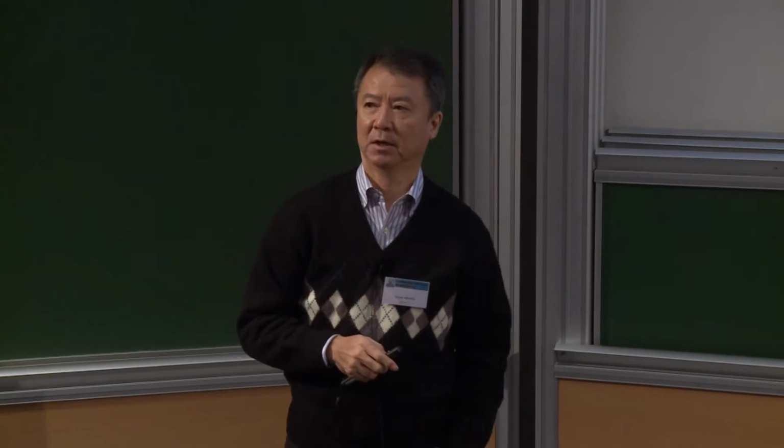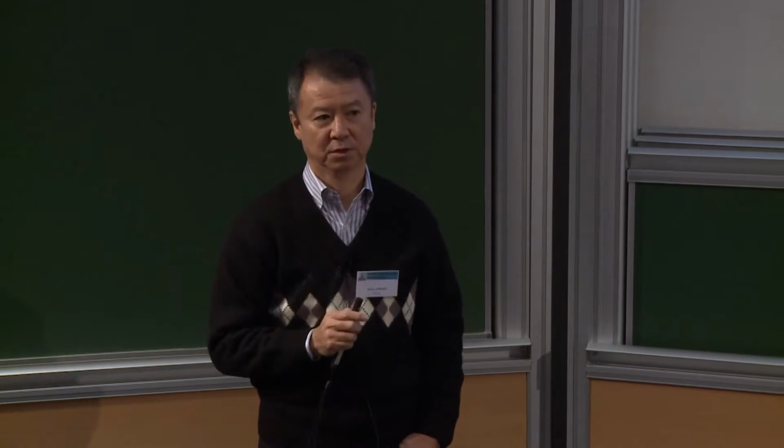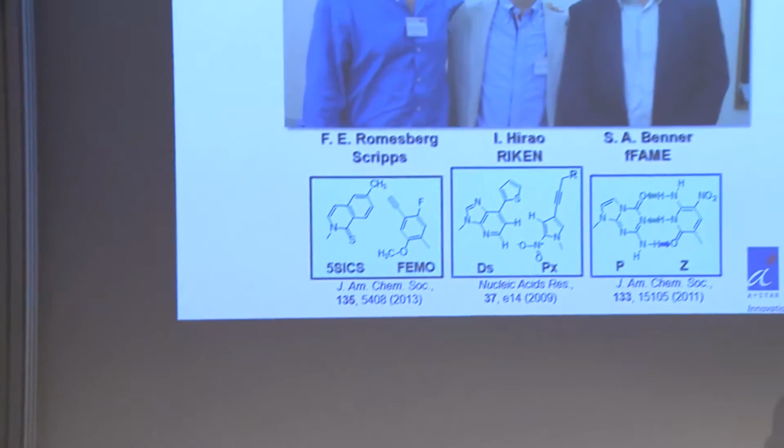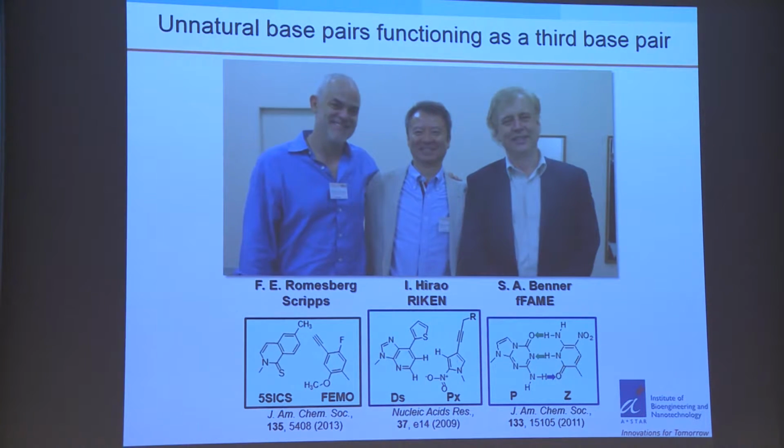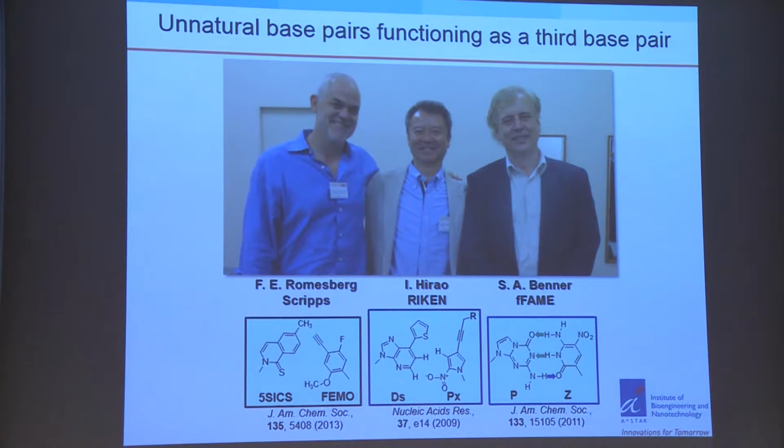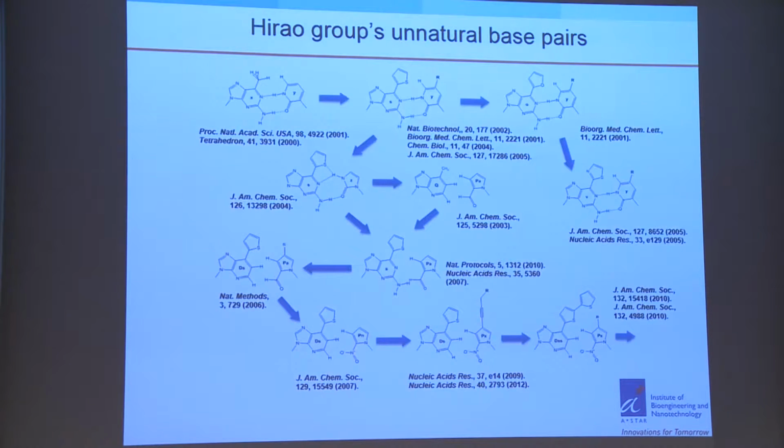At present there are three unnatural base pairs from three groups that function in PCR amplification or transcription. One is Floyd Romesberg of Scripps. He is here, and he's talking about this. And our group and Steven Benner make three groups. This time, I would like to focus on our unnatural base pairs. For more than 18 years, we have been struggling to create unnatural base pairs by improving step by step. And I will talk about our latest unnatural base pair, DsPx, that exhibits high fidelity and efficiency in PCR amplification.